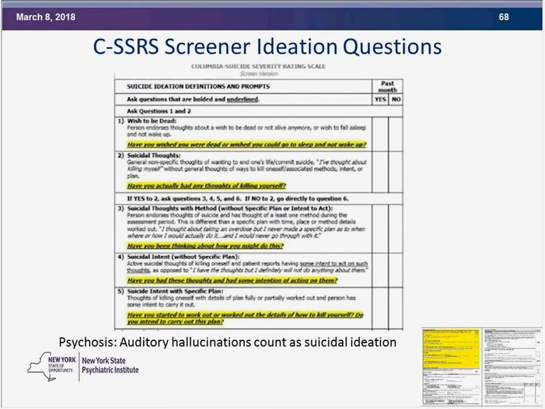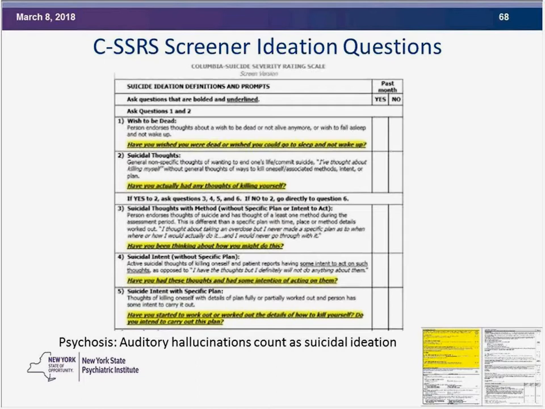And those questions are, have you wished you were dead or wished you could go to sleep and not wake up? And have you actually had any thoughts of killing yourself? Those are the first 2 questions. If the second question is no, you skip 3, 4, and 5 and move on. But if the second question is yes, they have had thoughts of killing themselves, you ask 3, 4, and 5, which are subcategories of thoughts and give you more detail.